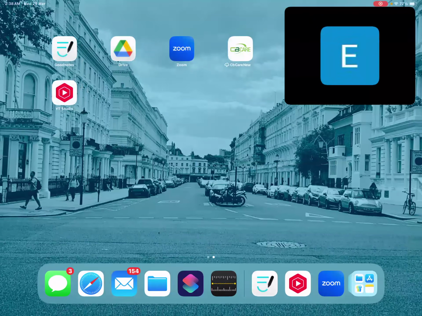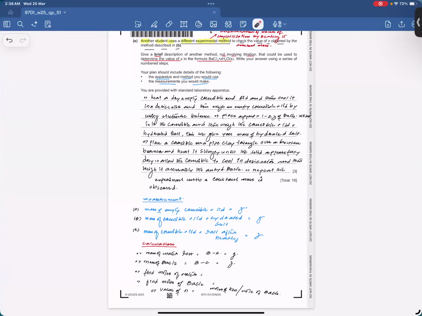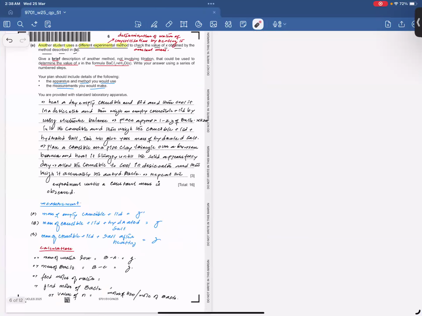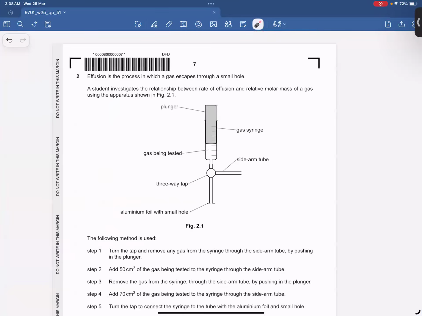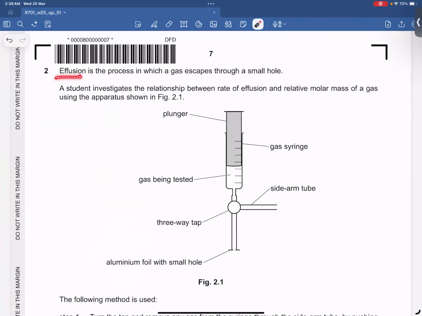All right, everyone. Let's move on to question number 2. Effusion is the opposite of diffusion, all right? Effusion is basically not part of the syllabus, but the examiner has clearly written in the syllabus that for P5, the examiner can go beyond the scope of the syllabus, okay? So effusion is the opposite of diffusion, and it's a process in which gas escapes through a small hole.